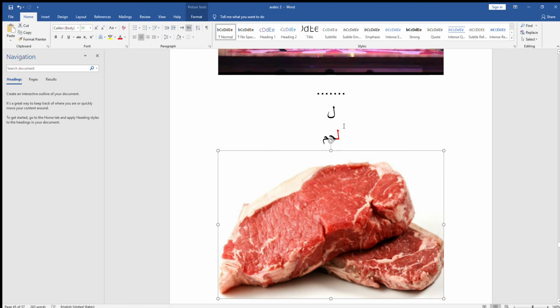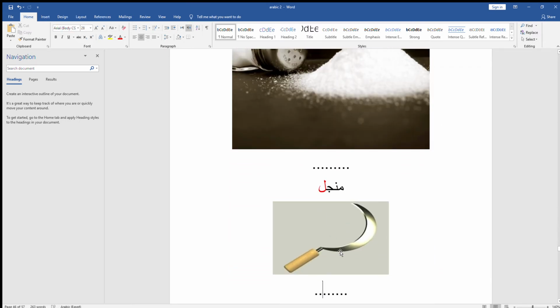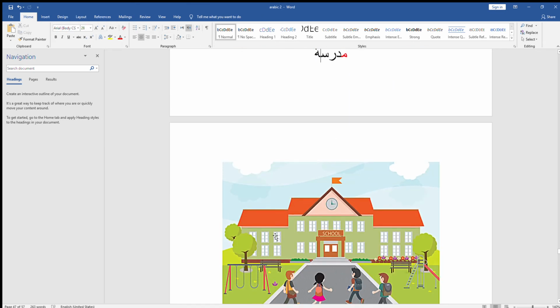لام at the beginning of word like لحم. هذا لحم. ملح, لام between two letters like ملح. Salt. منجل, لام at the end of word like منجل. This is منجل.